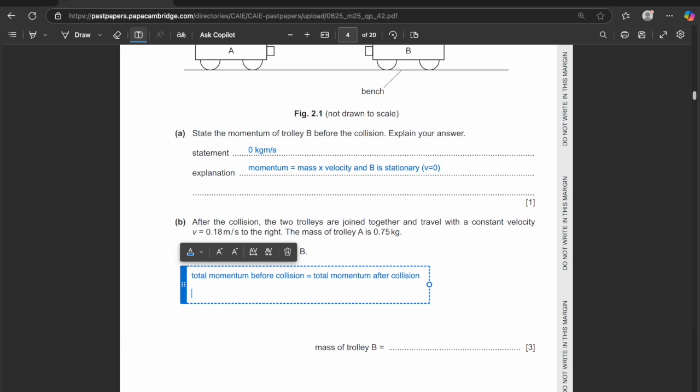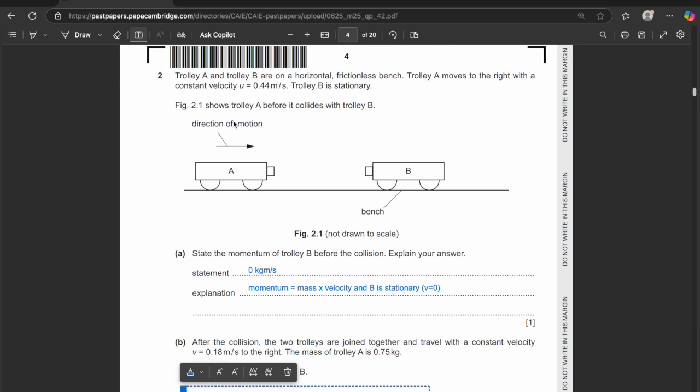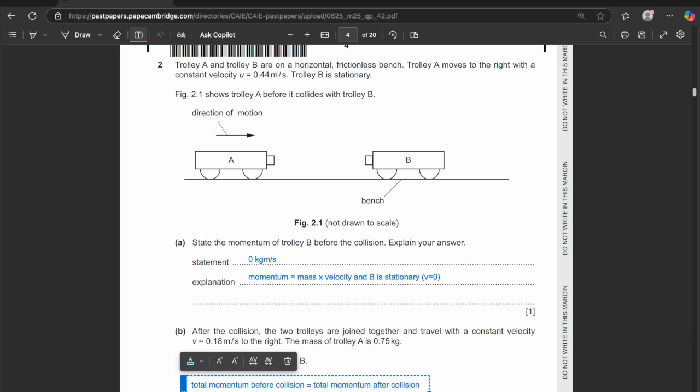As we said, momentum is just mass times velocity. So we write 0.75 times 0.18. Oh wait, sorry, this is for before the collision, so we have to take the initial velocity. 0.75 times 0.44 is equal to mass 0.75 plus the mass that we're looking for, m, times the velocity 0.18.